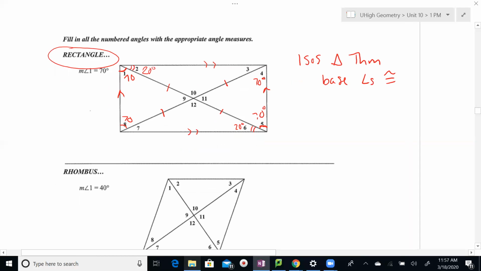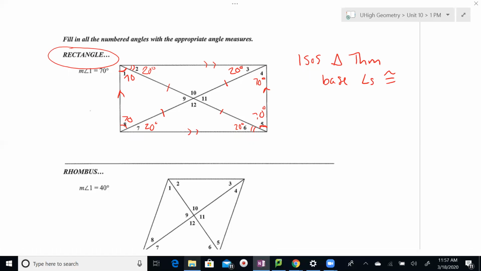And we can keep going with that. The measure of angle 7 is going to be 20 degrees. The measure of angle 3 is going to be 20 degrees. So now all we have left is figuring out angles 9, 10, 11, and 12.